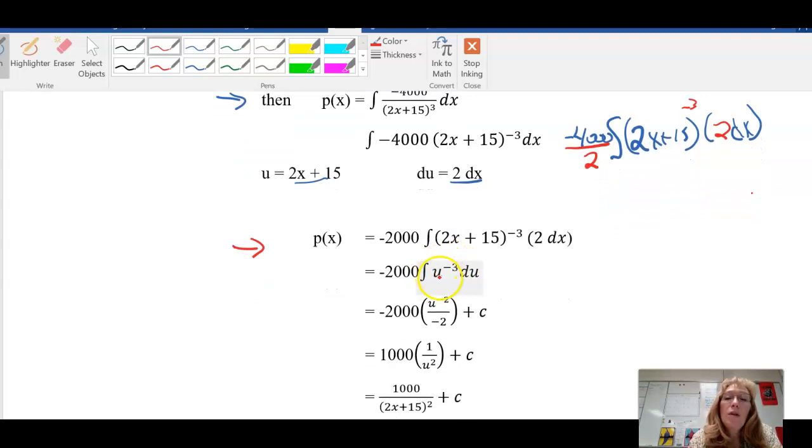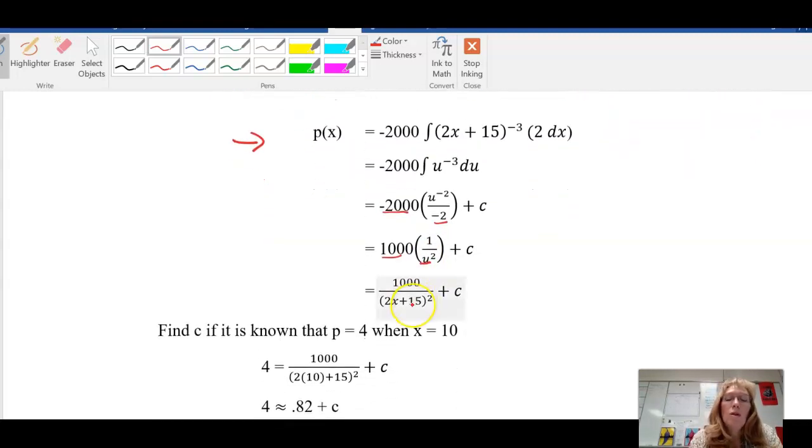The antiderivative of u to the negative third is u to the negative 2 divided by negative 2, plus c. So now negative 2,000 divided by negative 2 is 1,000. U to the negative 2 technically belongs in the denominator. And now we replace it with what it is worth, which is 2x plus 15. And that is your true price, not your marginal price.